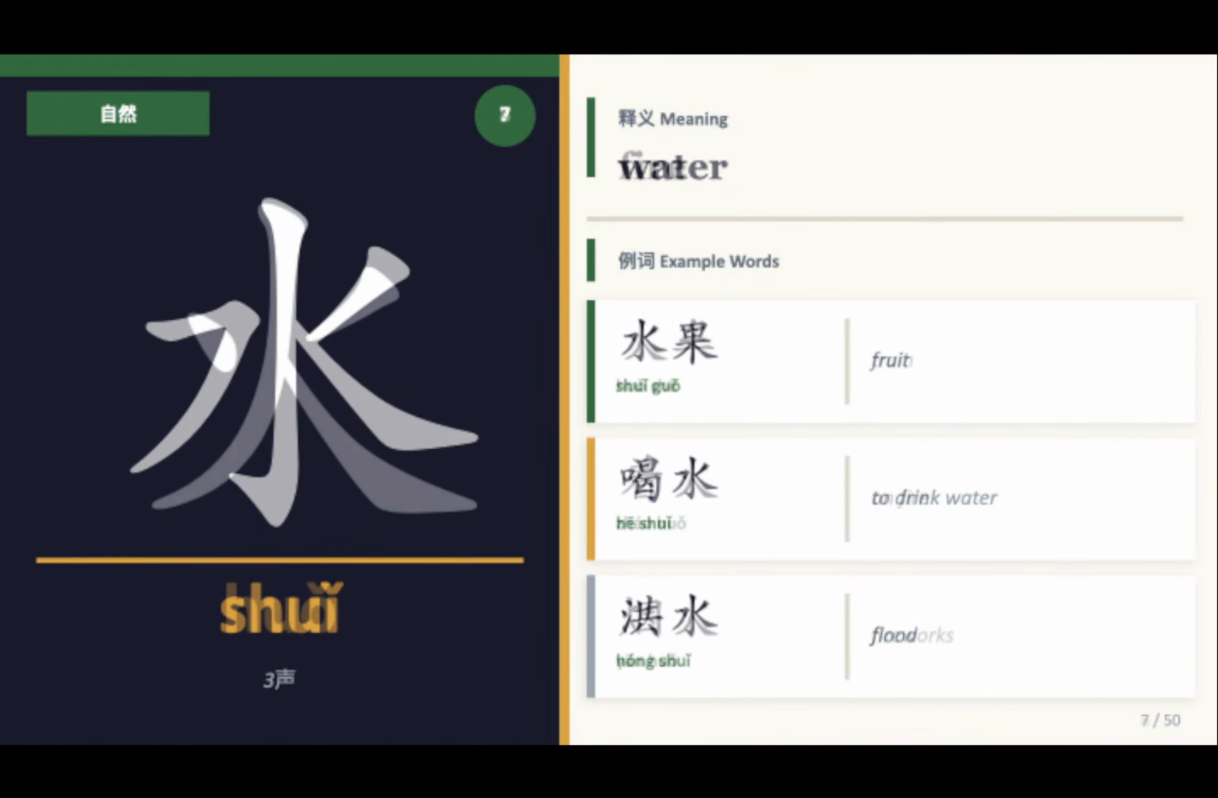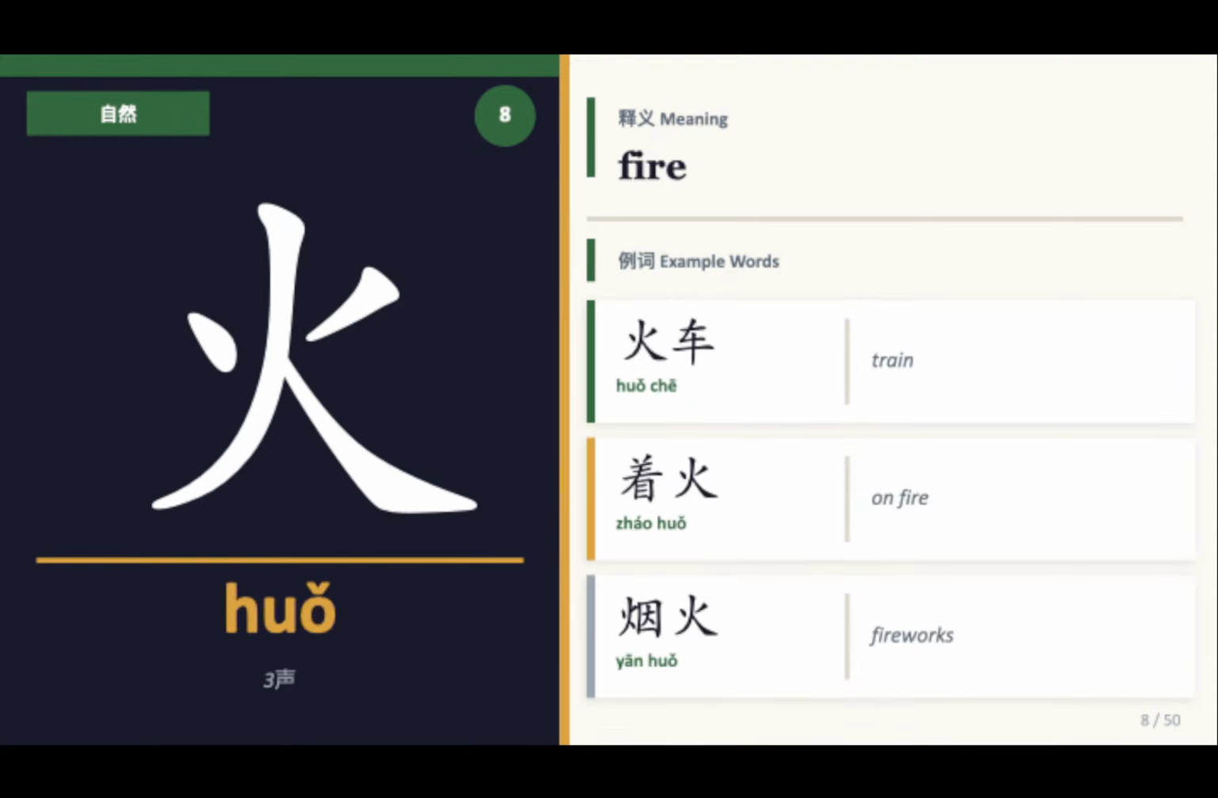Okay. And the next one we have 火. 火 is the fire. And for the words we have, 火车 is train, 着火 is on fire, 烟火 is more like fireworks, or sometimes it's just the smoke.